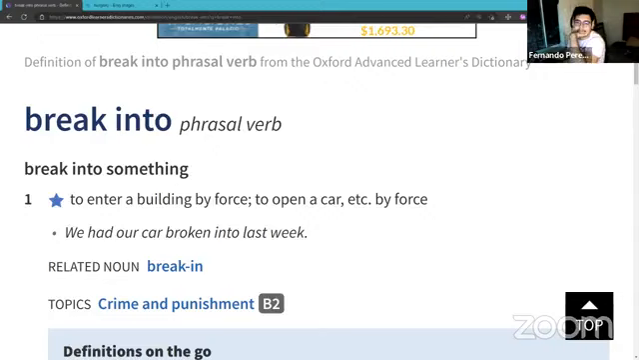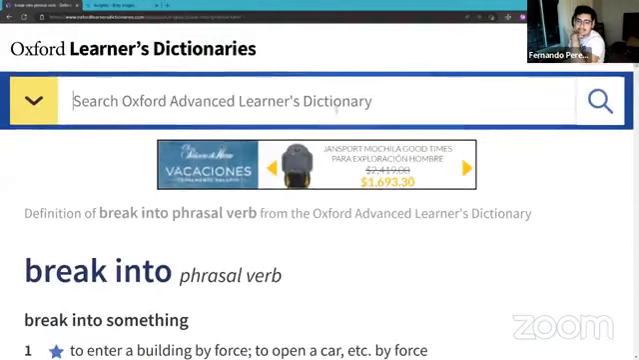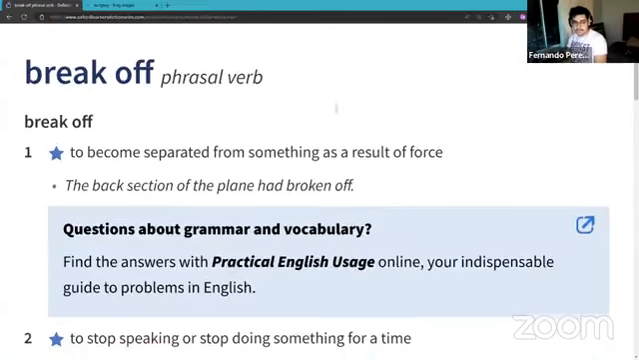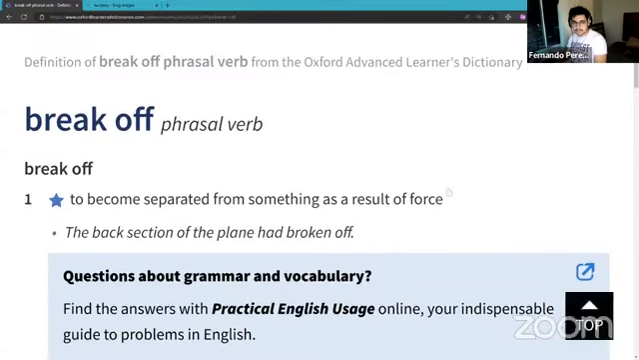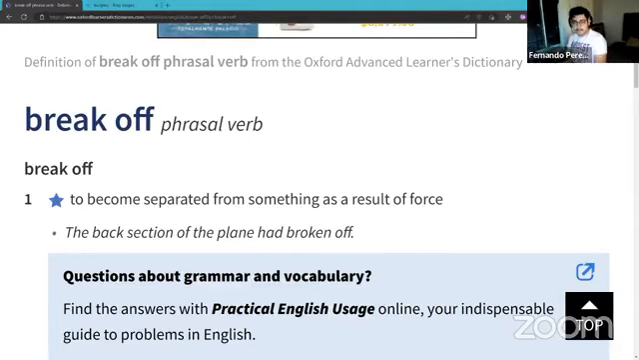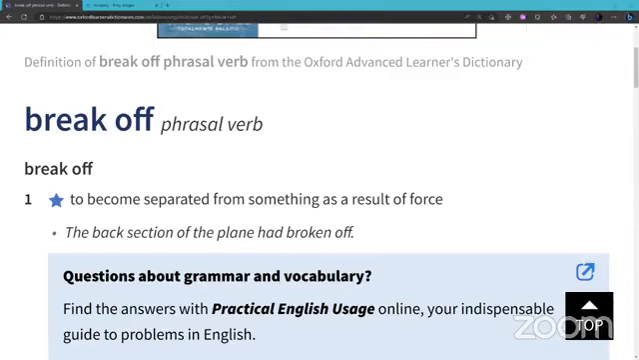Good job. Very nice. Let's go with the next one, Rafa. Break off. To become separated from something as a result of force.